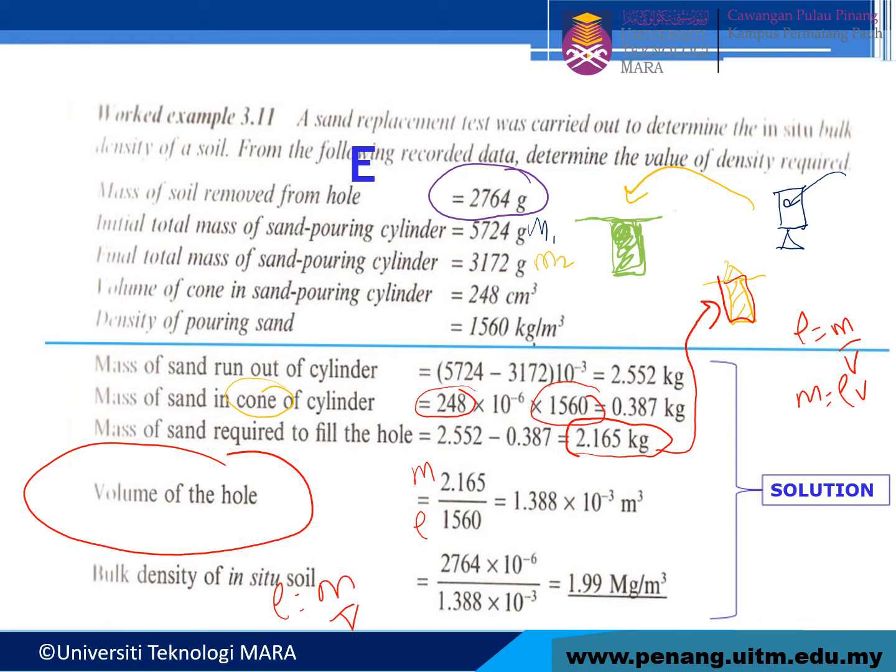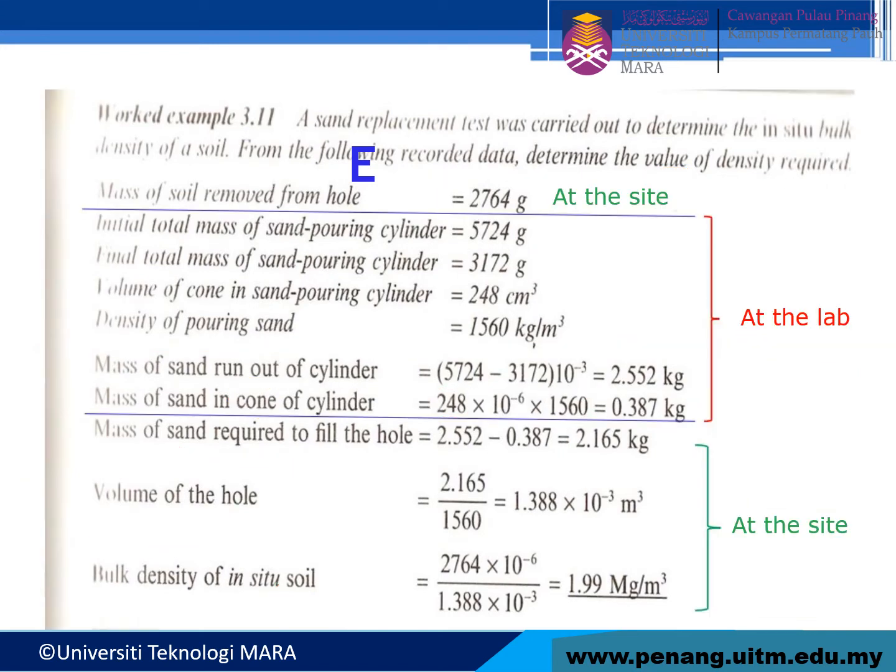If you want to determine the dry density, you have to find the moisture content from the soil removed from the hole. The mass of soil removed from the hole, we get from the site, because you remove the soil and weigh the sample. For the moisture content procedure, we take it from the lab. The mass required to fill the hole, volume of hole, and bulk density we get from the site.